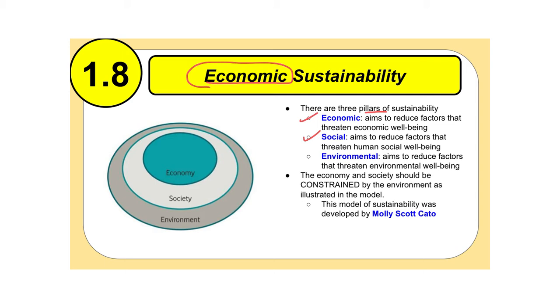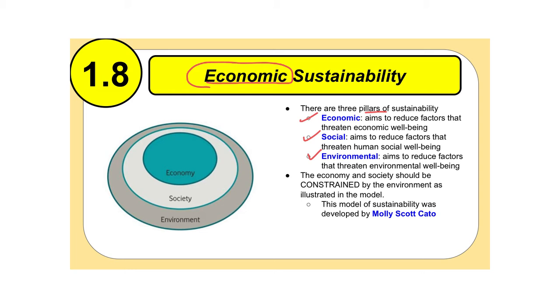Secondly, we have the second pillar, which is social sustainability, and this aims to reduce factors that threaten human social well-being. So again, that's the same as economic sustainability, just socially. So we're trying to remove barriers that are going to prevent people from advancing socially. And then lastly, we have environmental sustainability, and this aims to reduce factors that threaten environmental well-being. So again, this is removing any barriers and obstacles that are put in place that are going to perhaps harm our environment or our global community in terms of environmental sustainability type of things.